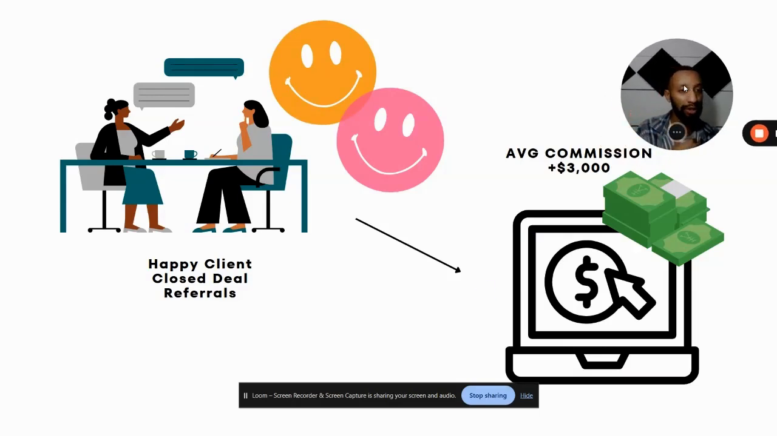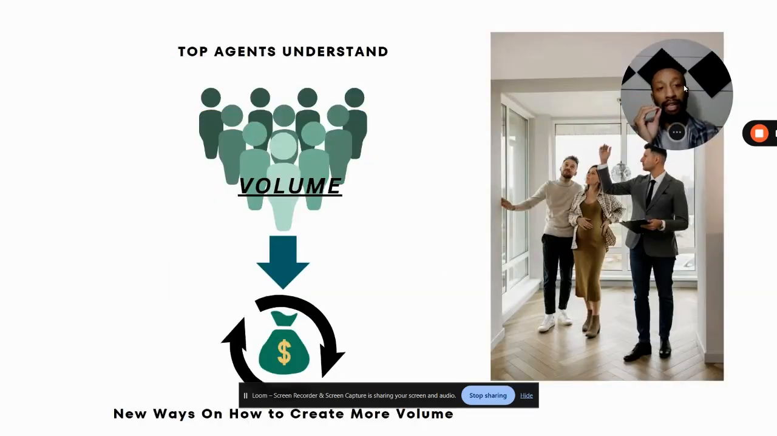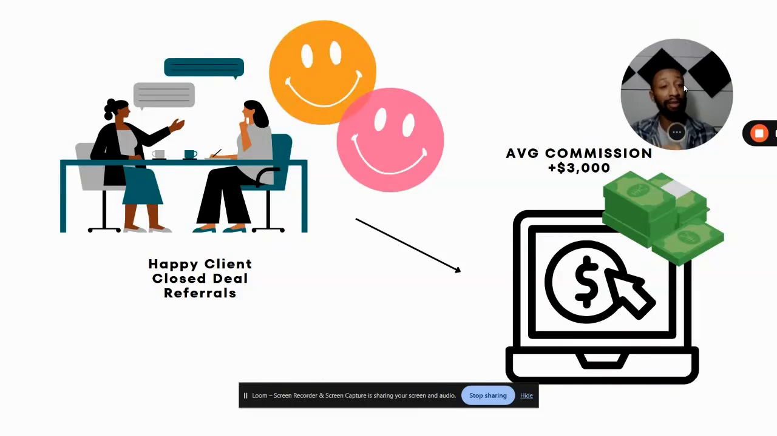And on average, if you're a real estate agent, your average commission is about $3,000. I'm from New Jersey, so I'm close to New York. That's like a prime area, higher real estate prices. So the average commission is about $3,000. Most brokerages, like better brokerages, I think is about $8,000. So if you get anything from this, it's to understand that your listing appointments are the most important KPI for you. That's what top agents understand: the more volume they have, the new ways to create more volume is what they invest in when they get that $3,000 check.